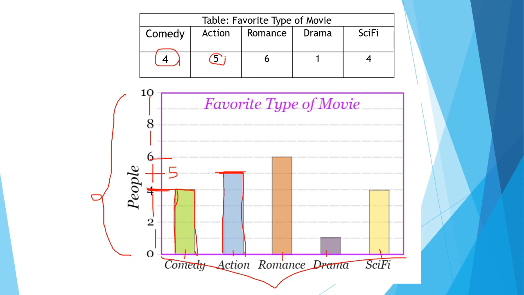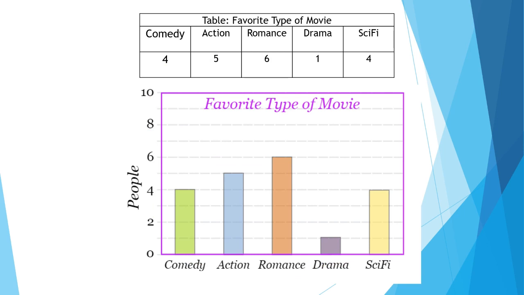Okay? And then, sa romance naman, 6. Kaya, ang bar graph natin is hanggang 6. Okay? Hanggang dito, 6. And then, ang drama naman is 1. So, 0, andito ang 1. Okay? So, hanggang dito ang bar. And then, ang sci-fi naman is 4. Kaya, hanggang dito ang bar sa 4.